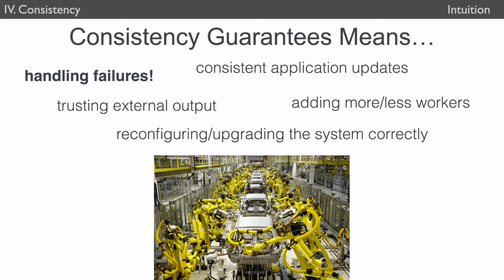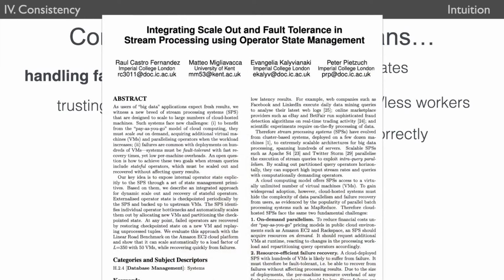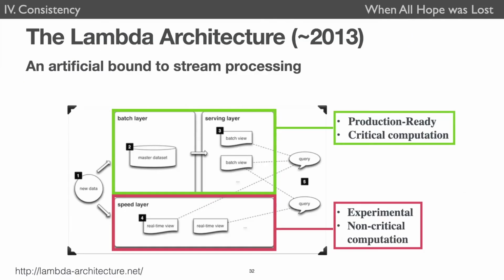The underlying relation between fault tolerance and reconfiguration has been highlighted by many works in the past, such as this influential paper that talks about an integrated approach to scale and recover tasks from failures. Back in Hadoop times, there was this idea of separating systems across layers. So Hadoop and transactional databases were production ready and could take all critical computation, while stream processing systems back then could only scale, but they didn't quite offer a clear set of consistency guarantees. So they were considered experimental and non-critical for real-time computation.